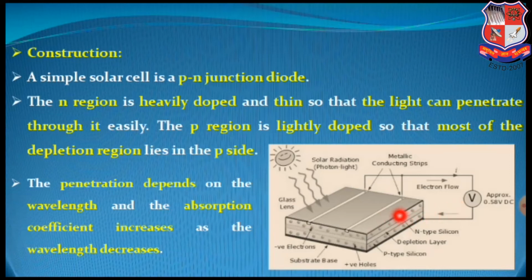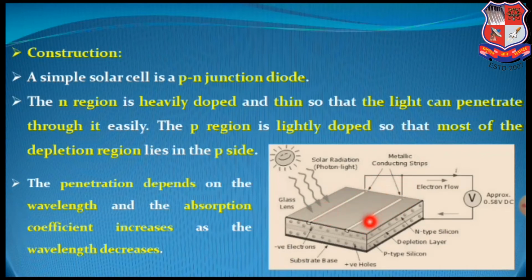Here the n-type silicon is utilized. The n-type silicon is the top surface, p-type silicon is the bottom surface, and in between the depletion layer has been utilized. The topmost surface is the glass lens, as we can see here.